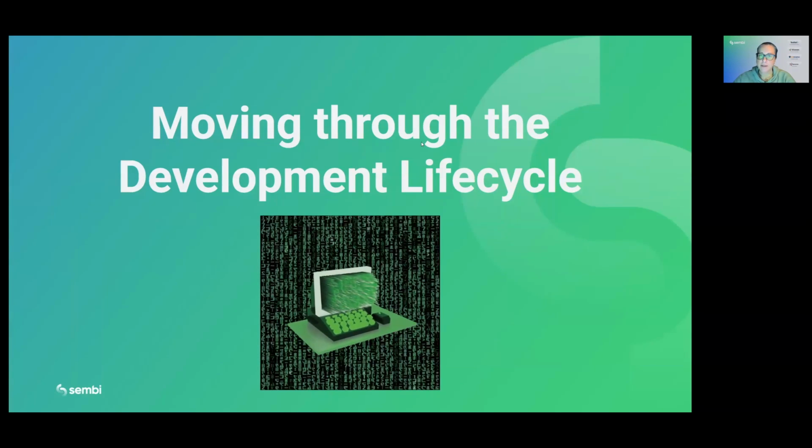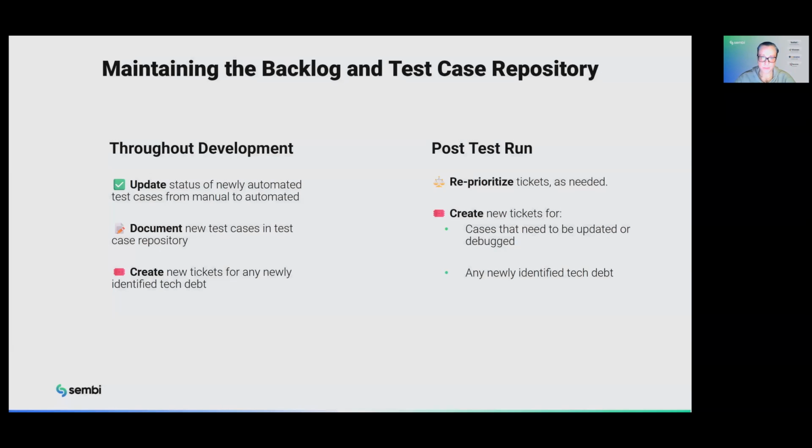So now that we kind of have our practices established, let's talk about how our new systems are going to help us as we move through the development life cycle. We need to maintain our test case repository. So during development, we need to make sure that we update the status of our newly automated test cases from manual to automated. We're going to document any new test cases in our test case repository.